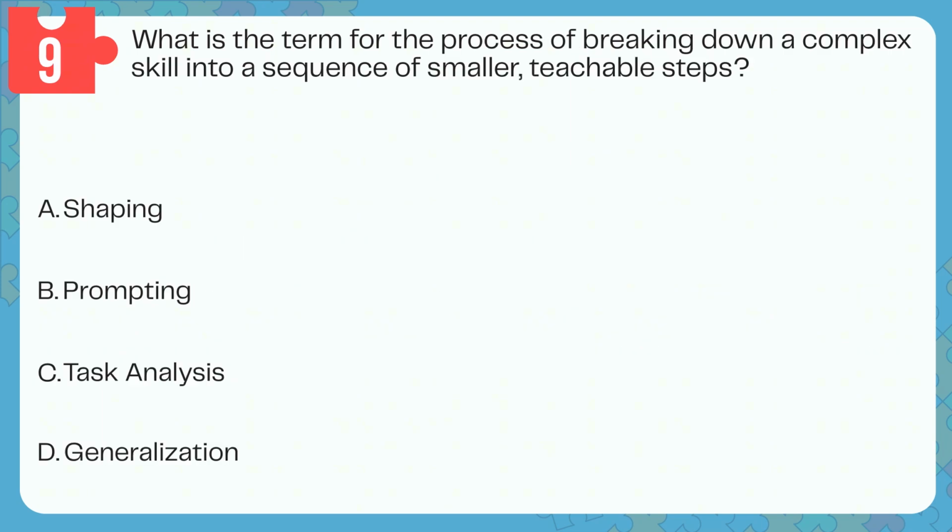Question 9. What is the term for the process of breaking down a complex skill into a sequence of smaller teachable steps? A. Shaping. B. Prompting. C. Task analysis. D. Generalization.